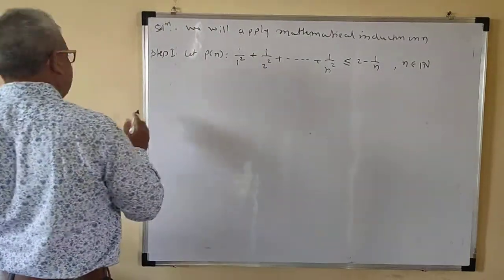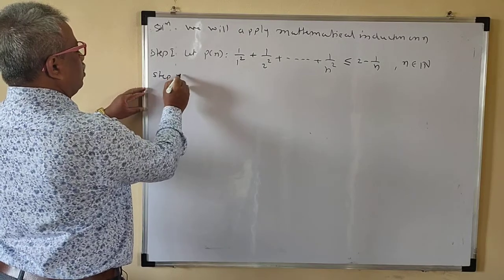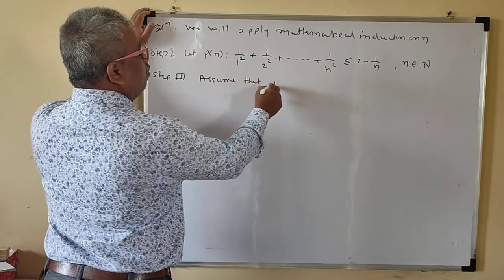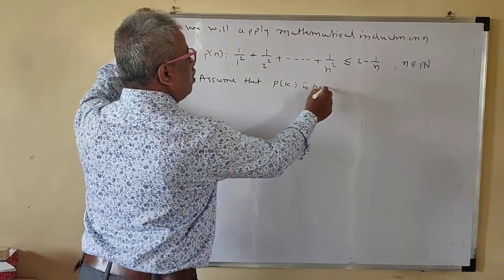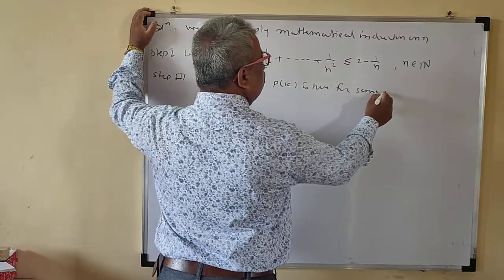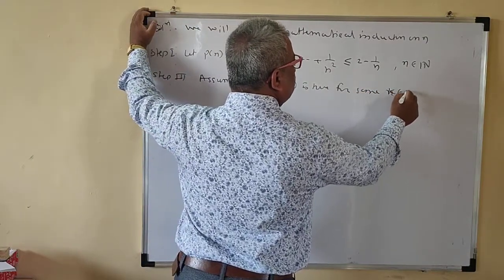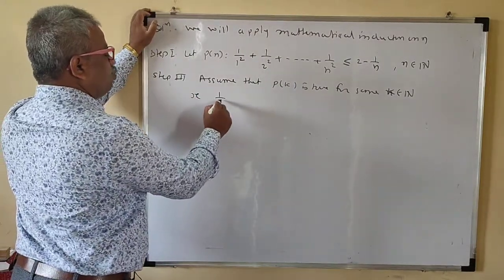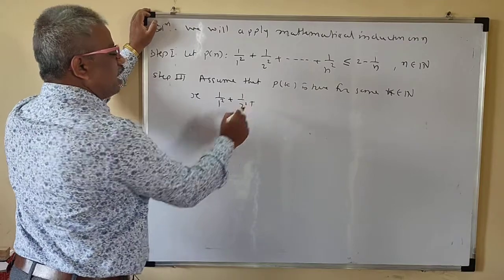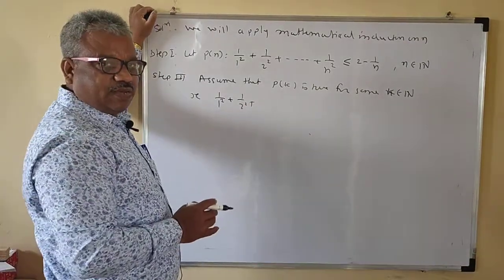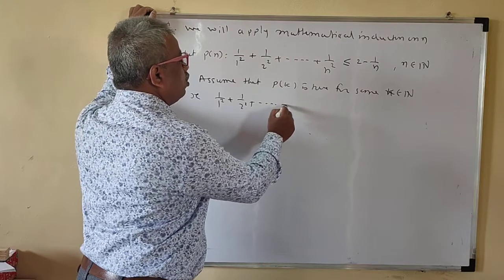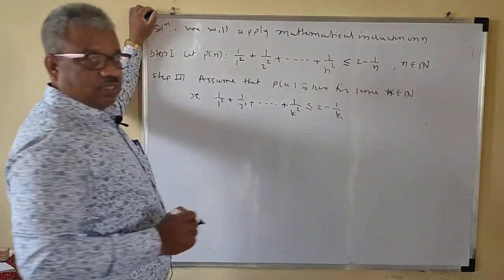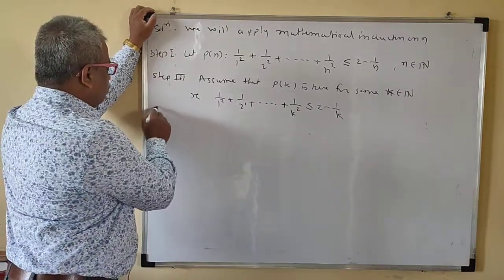Now step 3. This is very important. Assume that P(k) is true for some k belonging to N, where N is the set of natural numbers. So we are assuming that 1/1² + 1/2² + ... + 1/k² ≤ 2 − 1/k. We have this.